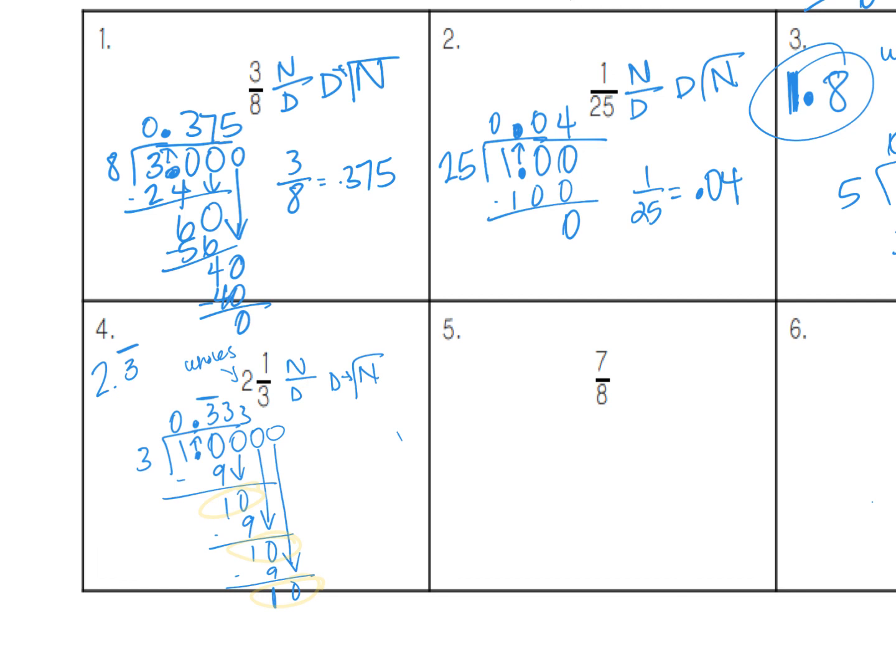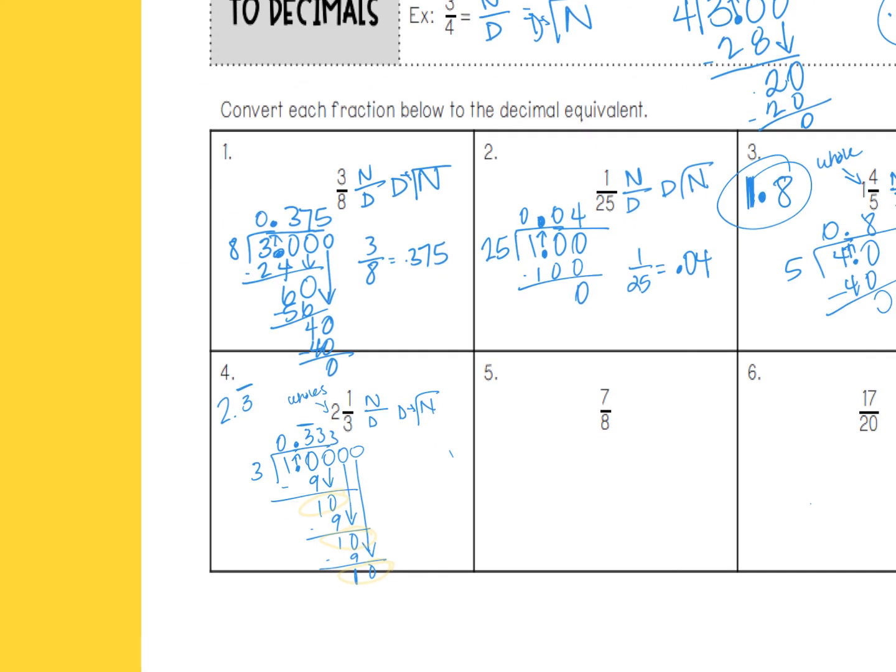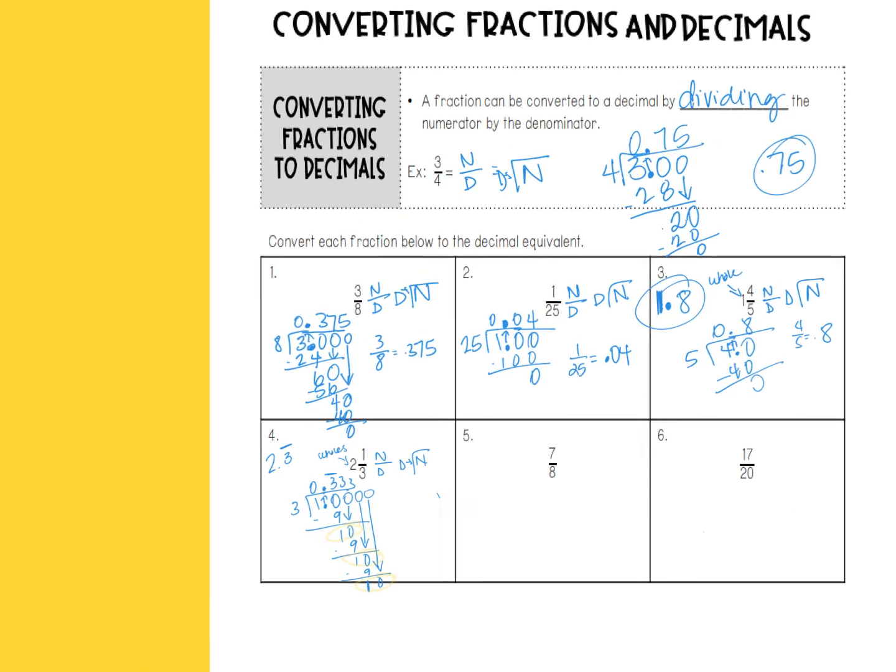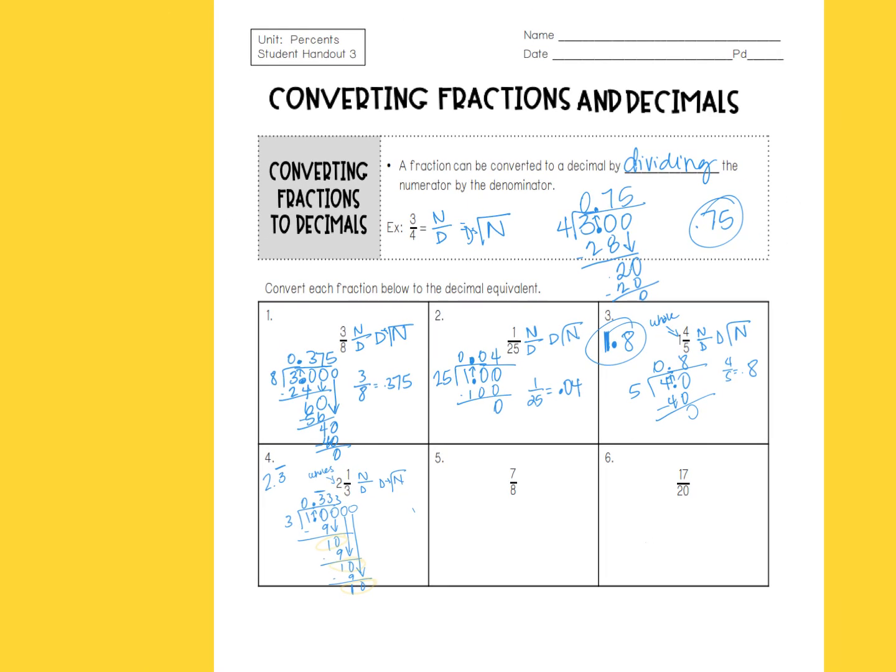All right, so if you guys will, please go ahead and do number 5 and number 6 by yourselves. Remembering that our numerator is divided by our denominator, and our numerator will go in the house and our denominator will go outside of the house.